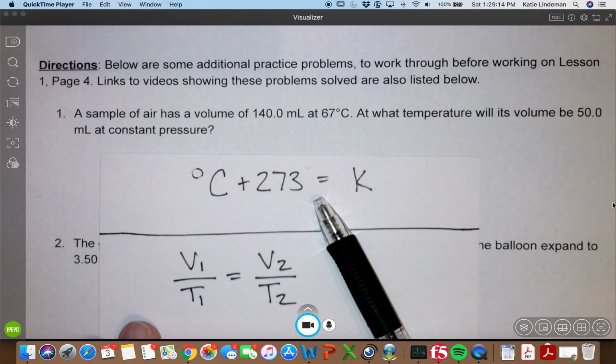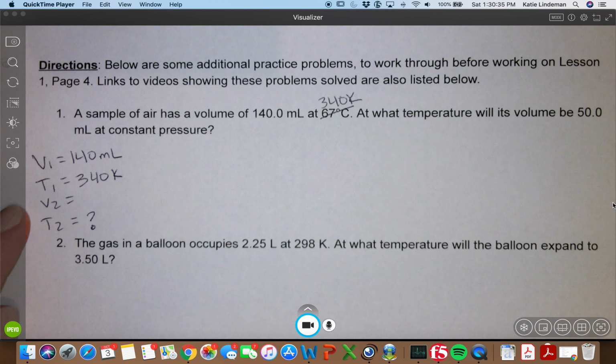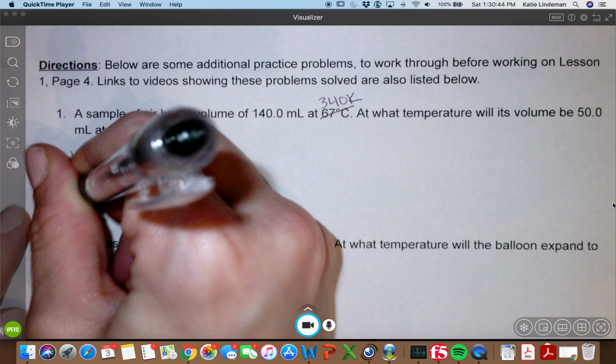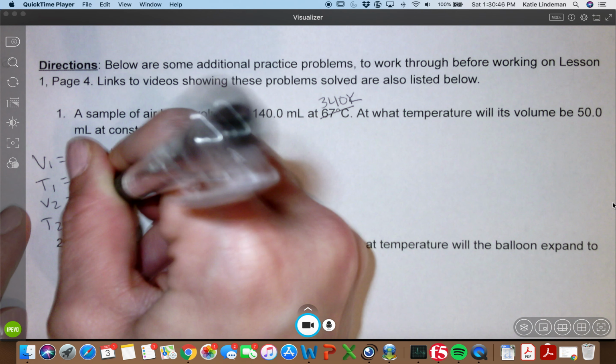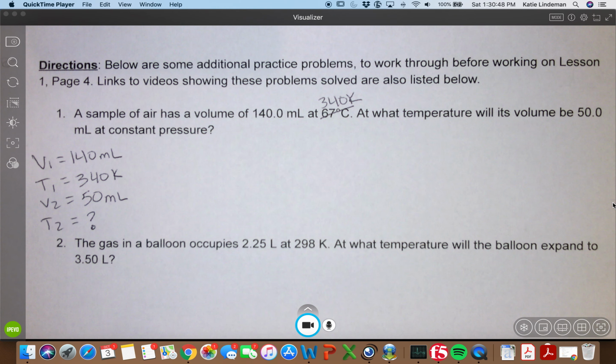The next sentence says, at what temperature, so that's a massive clue that we're solving for T2, at what temperature will its volume be 50 milliliters at constant pressure? So our volume 2 is 50 milliliters. And now we can solve.